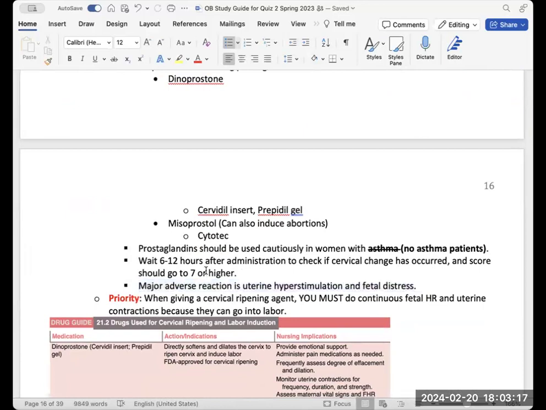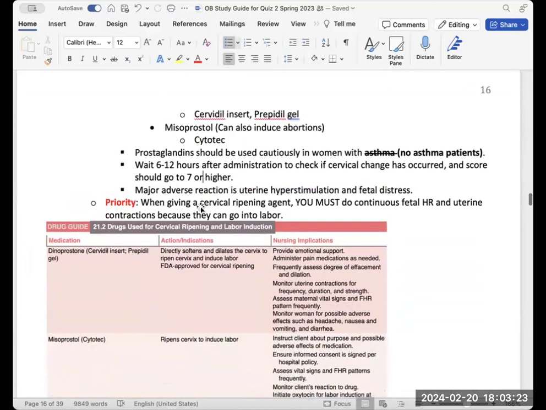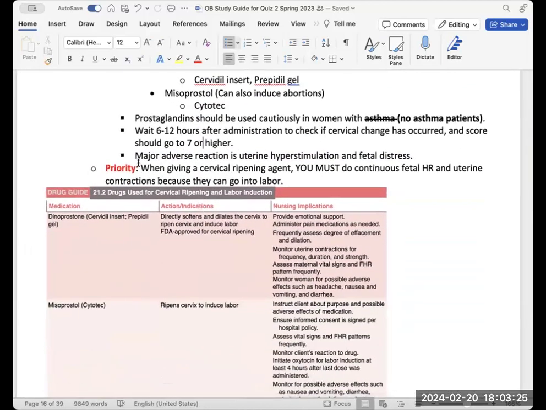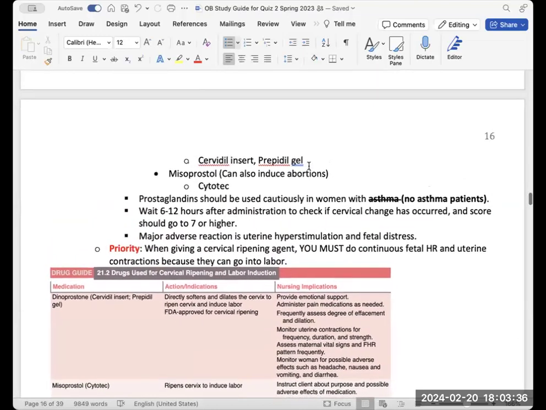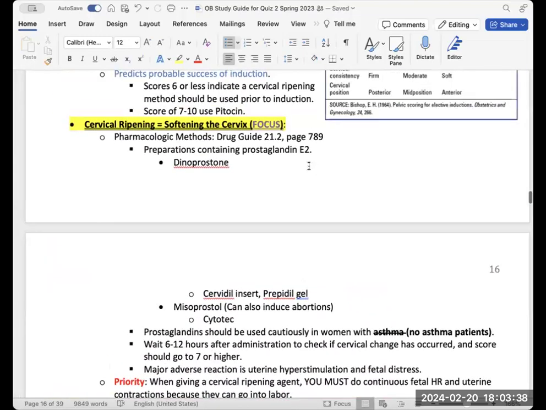Now, a major adverse effect of these medications is that they can cause uterine hyperstimulation and fetal distress. So, something that I want to point out is that the priority when giving a cervical ripening agent is that you must always do continuous fetal heart rate and uterine contraction monitoring because they can go into labor.